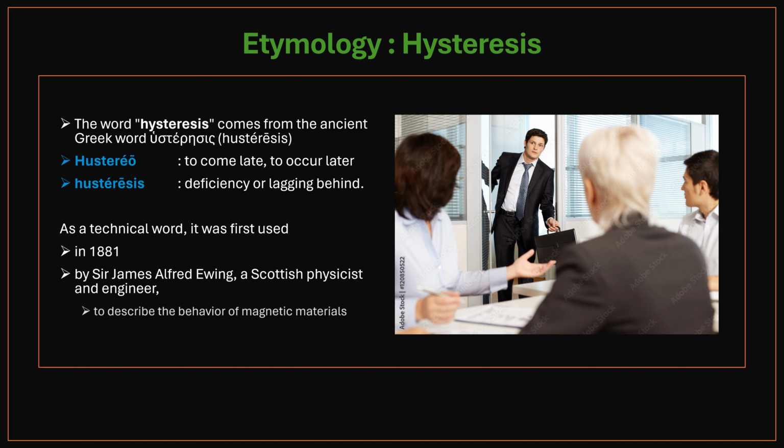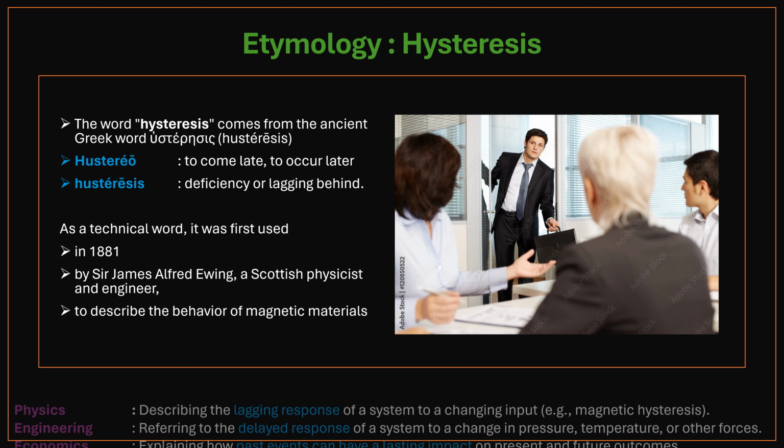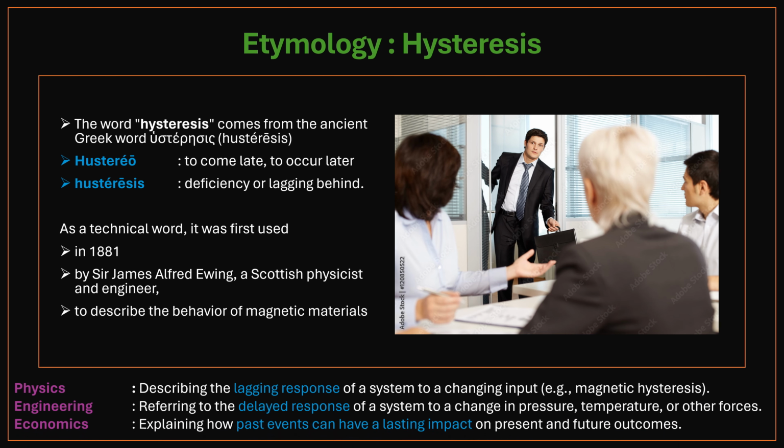As a technical word, it was first used in 1881 to describe the behavior of magnetic materials. Now it's widely used in physics, engineering, and economics. Just to avoid confusion, there are two similar-looking words, hysteria and hysteria, but by root they have different origins, not the same as hysteresis.